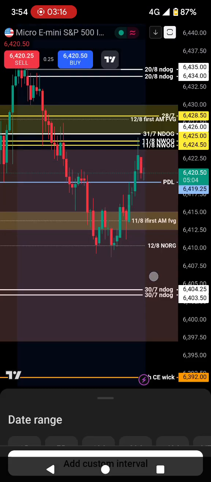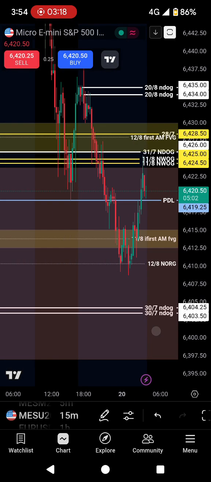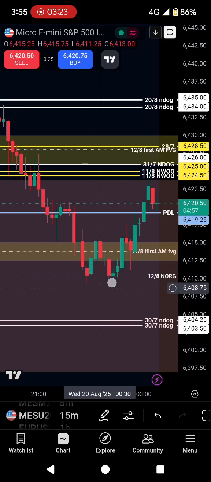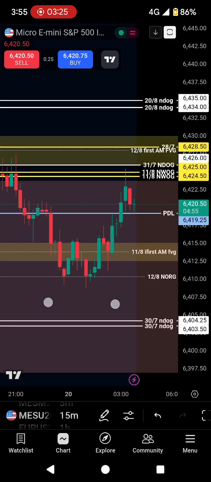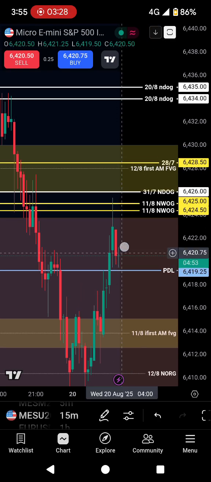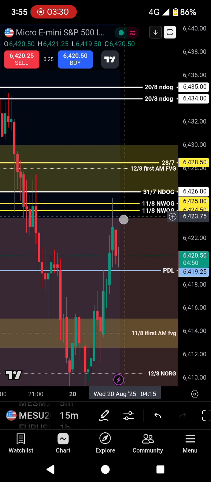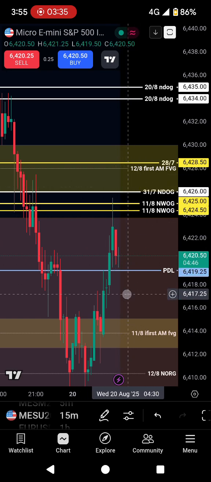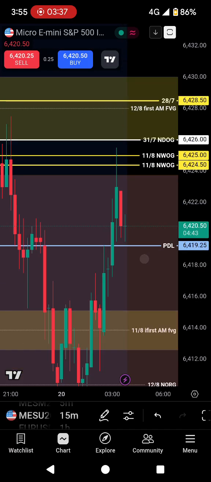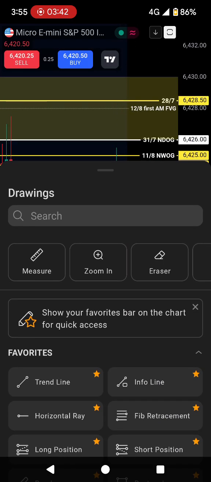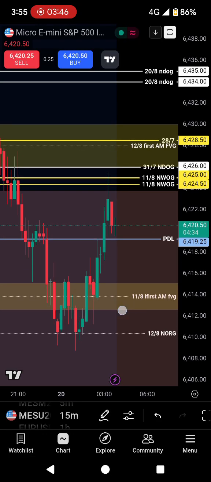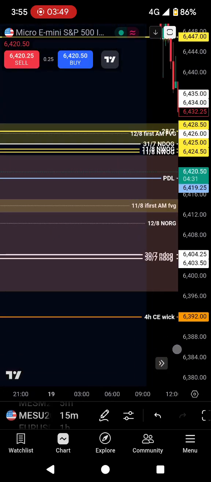Let's go to the 15-minute chart. See how we got support right at the CE of the new opening range gap. Came back up all the way to the 11th of August new week opening gap. And right now we are working in this BC. And as you can see, the body is respecting this 15-minute BC. Let's see, okay. So we have been going lower.